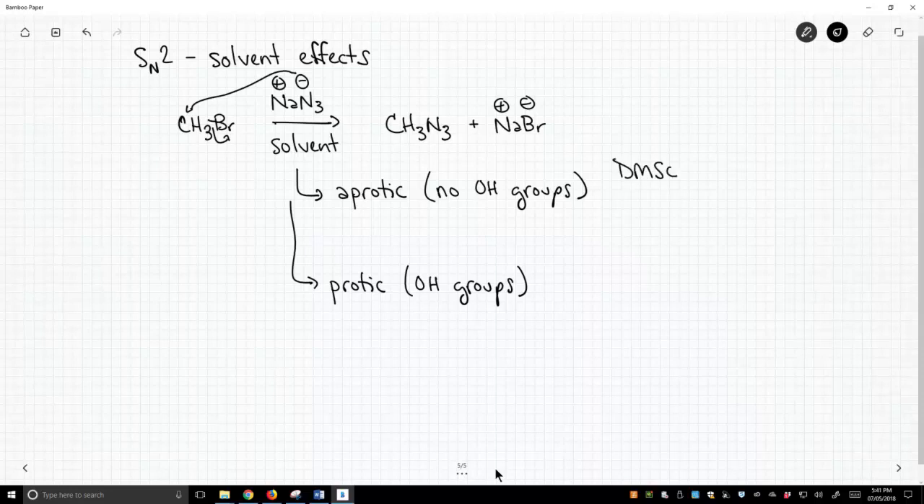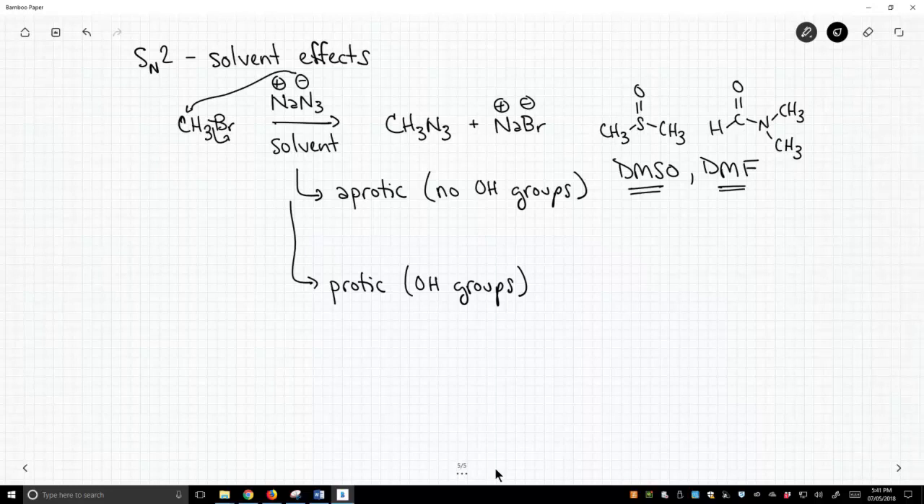Okay, what are the good aprotic solvents? There's one called DMSO. There's another one, DMF. And those are really the main ones. DMSO stands for dimethyl sulfoxide. It looks like that. It is a classic solvent used for SN2 reactions. And DMF stands for dimethylformamide, and it looks like this. These are the two, by far, number one SN2 solvents that people use. If you see those, I typically think there's a good chance someone's trying to do an SN2.